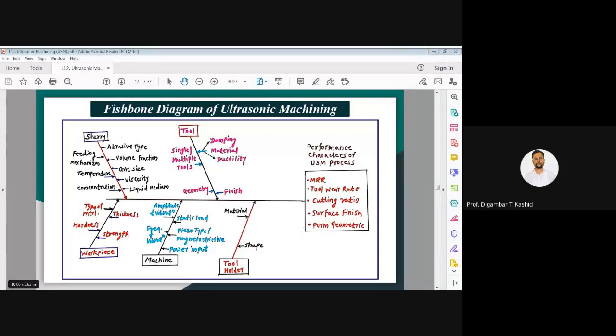So, in continuation with yesterday's lecture, today we'll discuss the remaining part of ultrasonic machining. Yesterday, we saw the working principle of ultrasonic machining, then the setup, and we were discussing the fishbone diagram of ultrasonic machining. You can call it parametric analysis also. So let us briefly discuss this parametric analysis of ultrasonic machining.